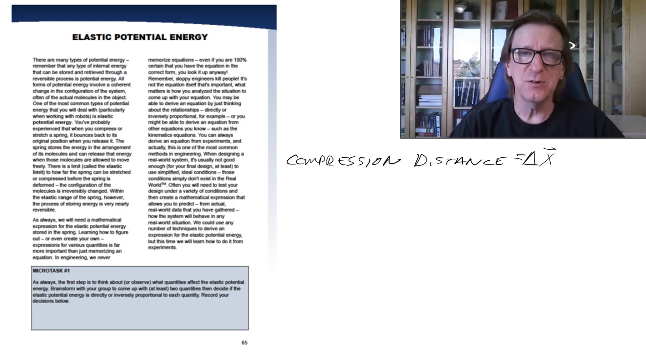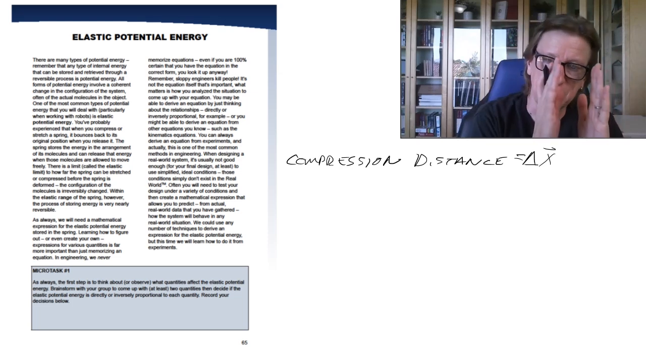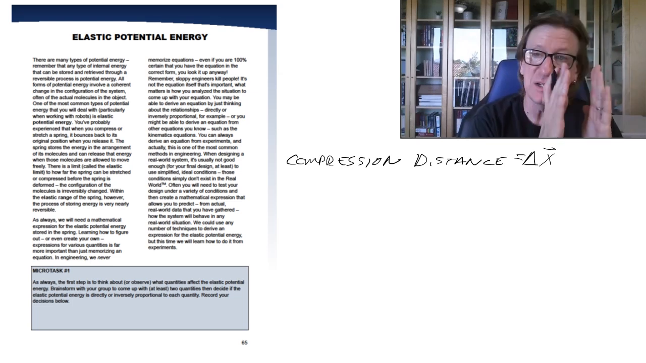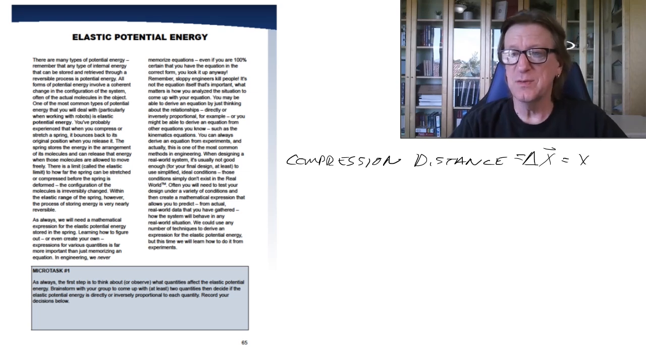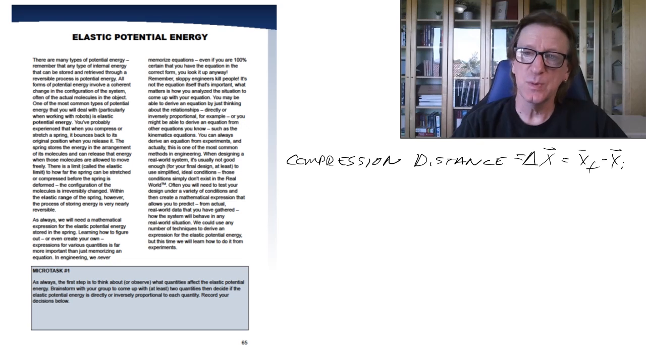And it's going to be a vector because it matters. If the compression distance is getting smaller, then it should be negative, right? On the other hand, if it's getting bigger, then it should be positive. And as we always know, delta means change in, so this is equivalently our final position minus our initial position. Okay.